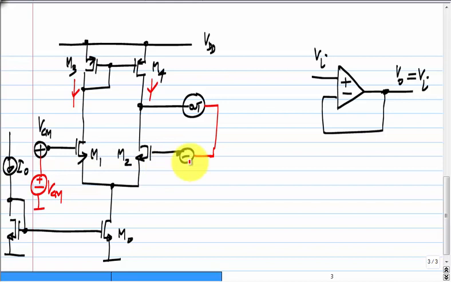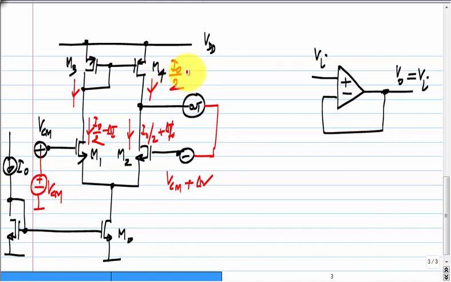Now, let us say that this output voltage is some VCM plus delta V. What happens then? If this happens, the current through M2 will tend to be more than the current through M1. So, this will be I naught by 2 minus some delta I, and this will be I naught by 2 plus some delta I. And M3 and M4, what is the current through M4? Due to the current mirror, this current will get mirrored, so it will be I naught by 2 minus delta I.